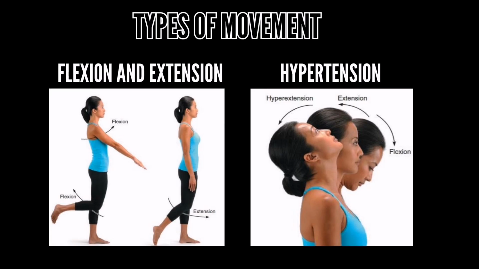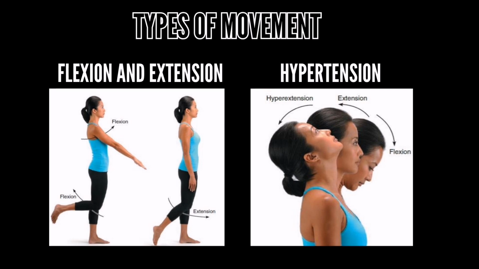And now we have types of joint movement. So what are flexion and extension? Flexion and extension are the common opposing movements. These are the bending and extending movements that can be seen in elbow and knee joints.